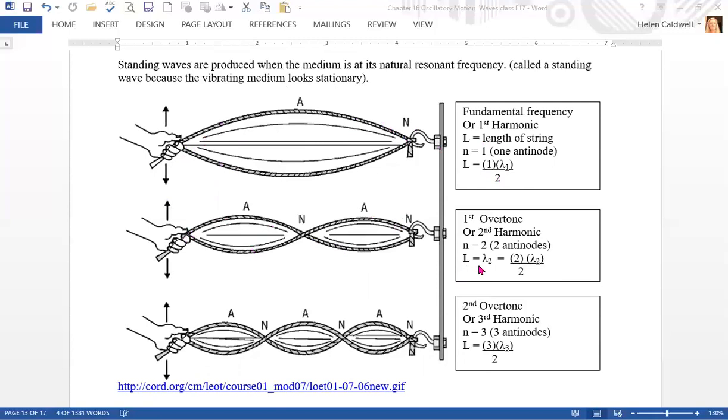So L is equal to lambda sub 2, but if we write it as some number over 2, it'd be 2 lambda sub 2 over 2. This one is 1.5, so 3 halves. L equals 3 lambda sub 3 over 2. Why am I doing this? Well, we want to write an equation, and the way to do that is to see what your pattern is.